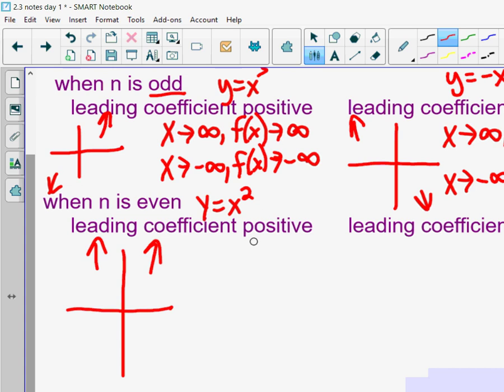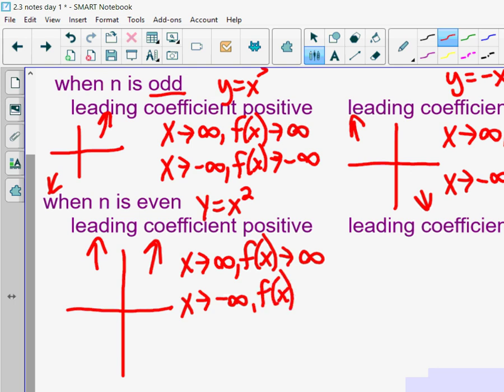But for any even degree function, both arrows are going to point up. So if the leading coefficient's positive, both arrows go to infinity. So that means as x goes to infinity, f of x also goes to infinity. And even when x goes to negative infinity, the left side of my graph, as x is getting smaller, what's happening to the y? It's still pointing up. So it's still going to infinity. So remember, this is the only part that changes on each one of these, right? The way you write this: as x gets really big, y goes to what? What happens as x gets really small, y goes to what?